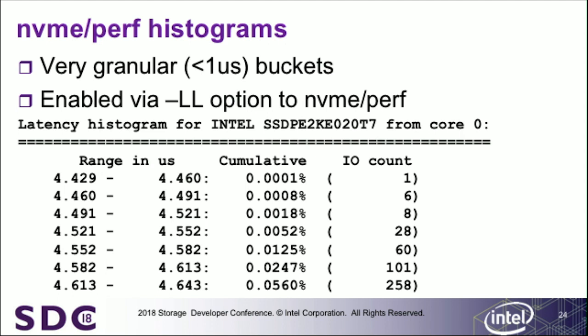So this is another, what I think is a very cool feature of the NVMe Perf tool: these very granular, sub-microsecond latency buckets. You can see here, it's on the order of 10 to 30 nanosecond buckets. There's an option you can pass to NVMe Perf, and it's all done with timestamp counters. All the ranges are calculated offline. They're not calculated inline. And this is really awesome.